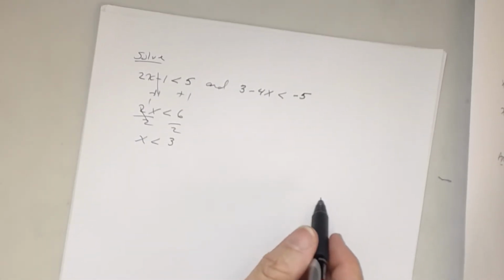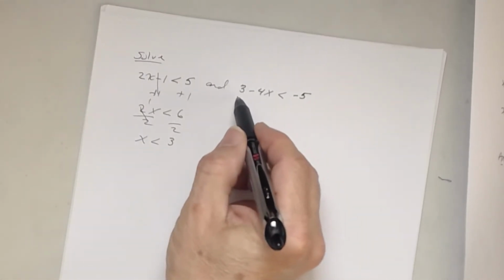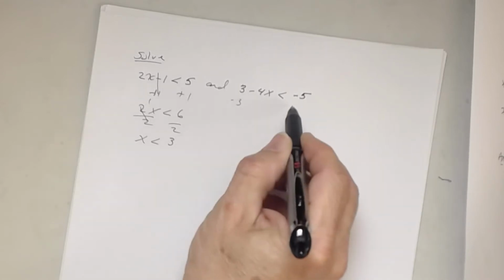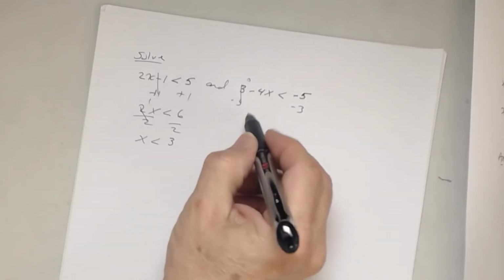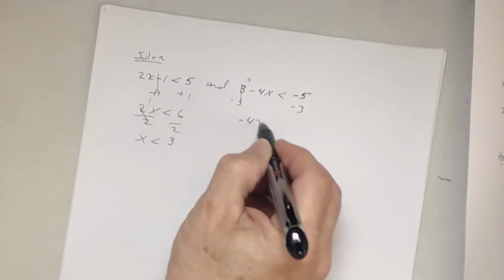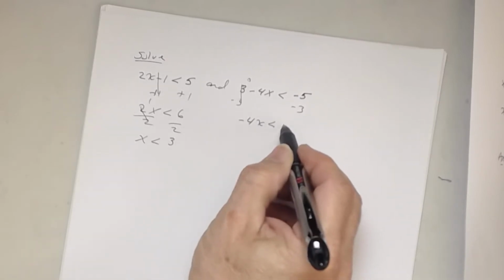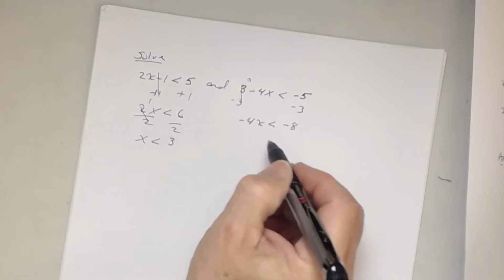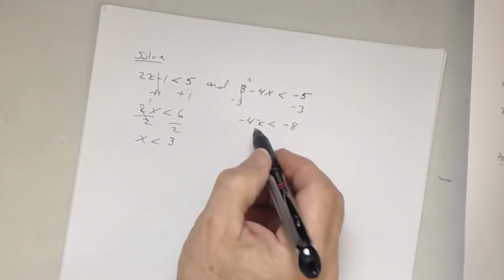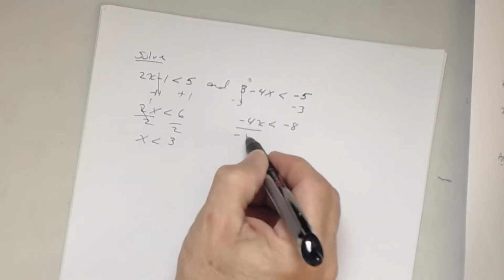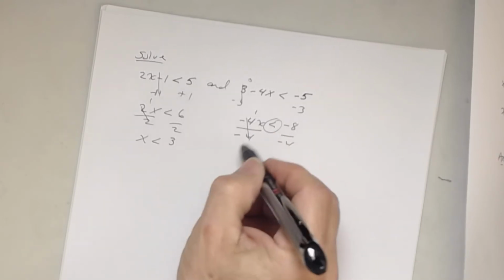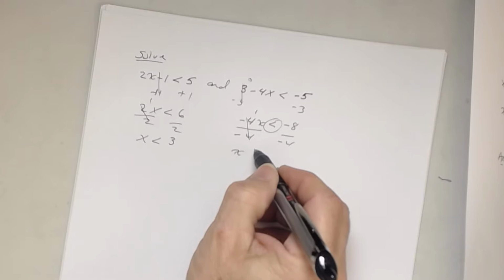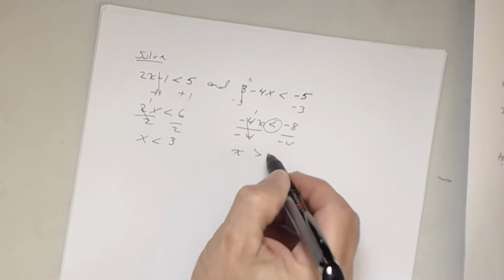Okay. Over here, what's the next step? Subtract 3 from both sides. Now, what do I get on the left? Negative 4x is less than negative 8. Okay, next up. Divide both sides by negative 4. Since I'm dividing by a negative number, I have to reverse the inequality. So x is greater than 2.